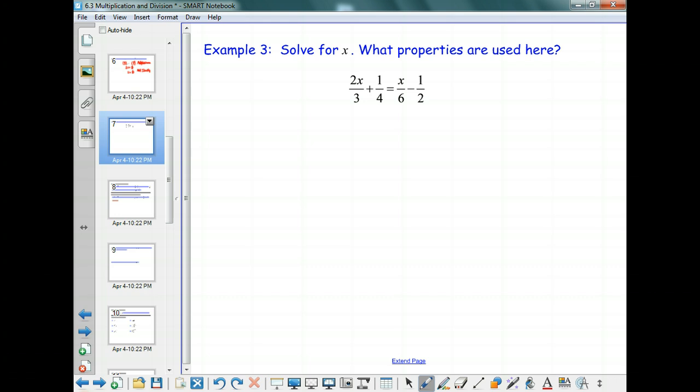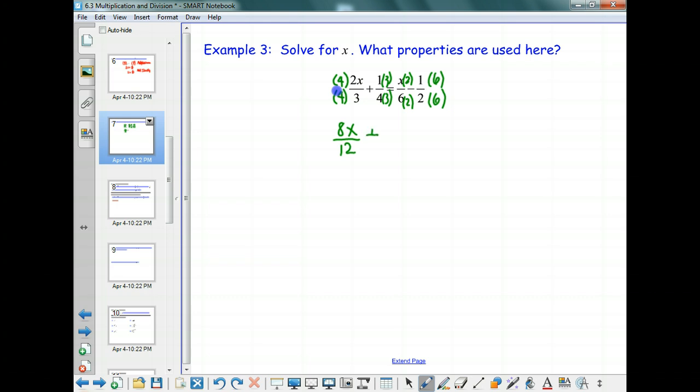One of the things that you do often when you're trying to work with fractions is you try to get a common denominator, right? So let's get a common denominator right now to start. Are you okay? All right, so we've got 3, 4, 6, and 2. We're going to use 12. So we're going to multiply the first one by what? 4 over 4. What about the second one? 3 over 3. The third one? 2 over 2. And the last one? 6 over 6.